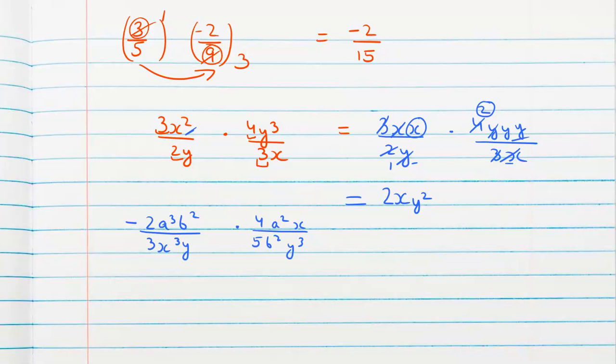So when we multiply, as you can clearly see, we have b squared over here and b squared here. So these two get cancelled right away. Before I write the next simplification, I will write the remaining terms so you can see it clearly. We have -2a cubed left divided by 3x cubed y times 4a squared x divided by 5y cubed.